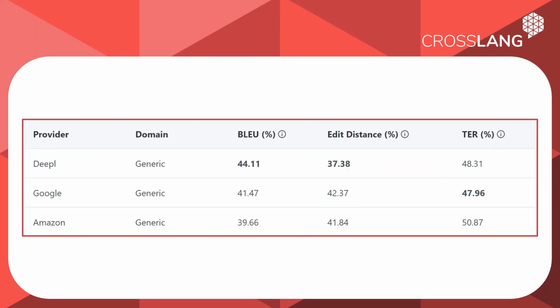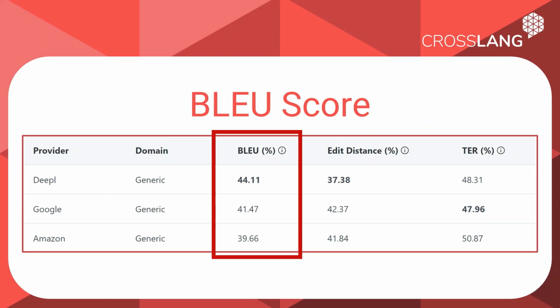Alternatively, you can open the detailed view in which various linguistic scores are presented to you. The performance of the engines is scored in three different ways: the BLEU score, the edit distance, and the TER score. The BLEU score is most often used to quantify the quality of machine translation output.